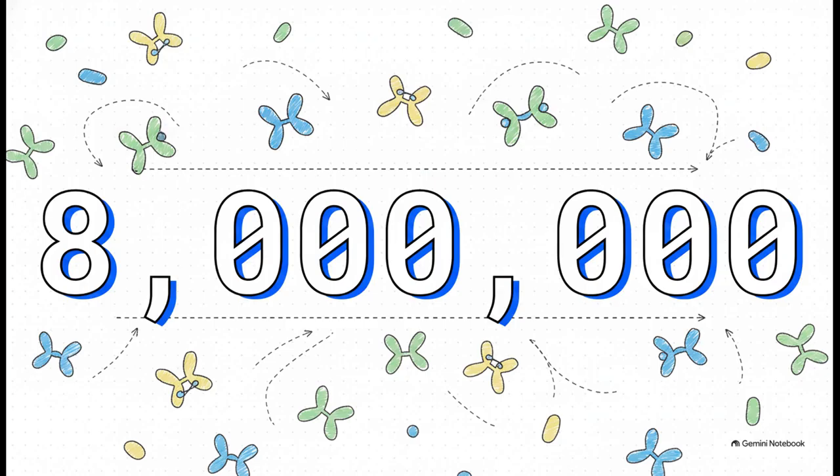8 million. That is the number of possible genetically distinct gametes a single human can produce. And how do we even get that number? Well, it comes strictly from the independent assortment we just talked about in metaphase I. Because the human has 23 pairs of chromosomes, and every single pair can line up in 2 different ways, the math is just 2 to the power of 23. That equals over 8 million different combinations. And remember, that doesn't even include all the countless variations created by crossing over.